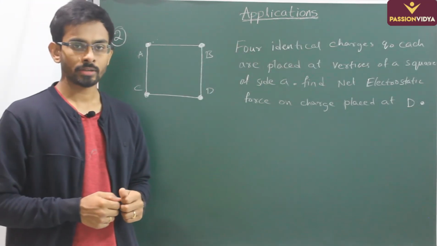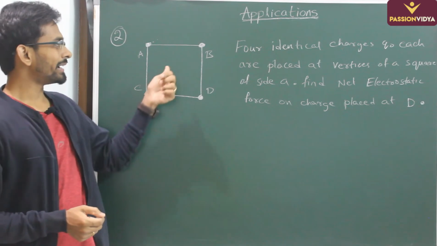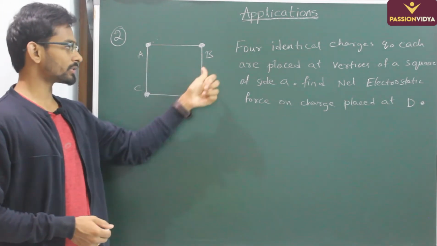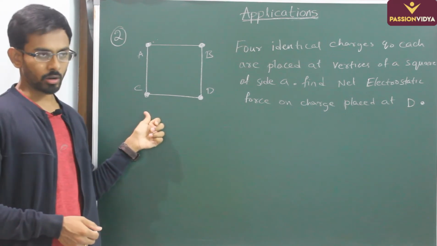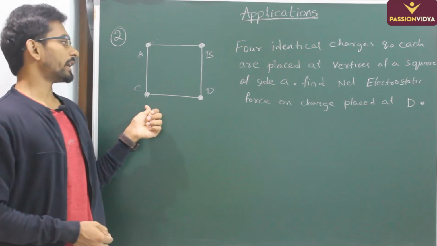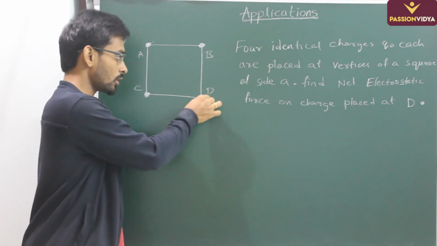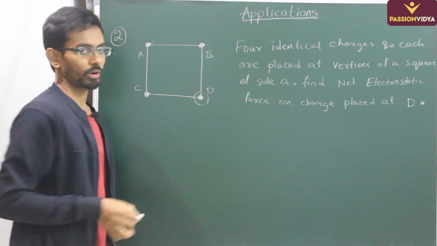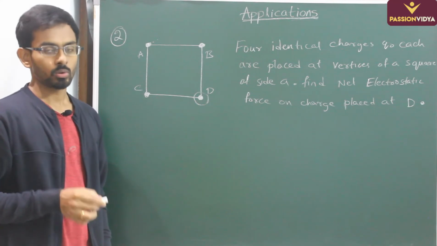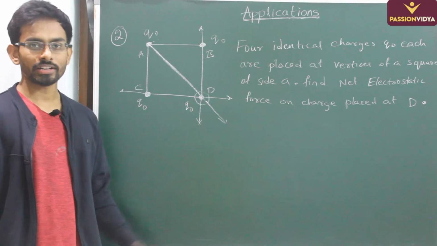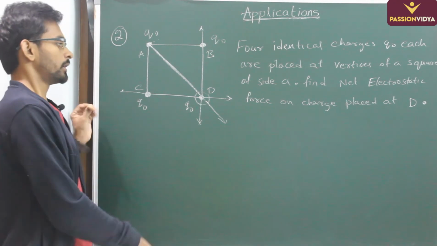So the next problem, guys: 4 identical charges Q0 each are placed at 4 vertices of a square of side A. Then find the net electrostatic force on the charge placed at point D. So pause the video and try to do the question. Now let us discuss the solution.